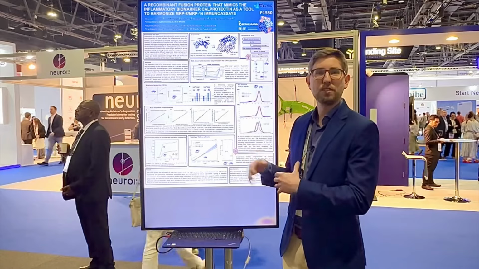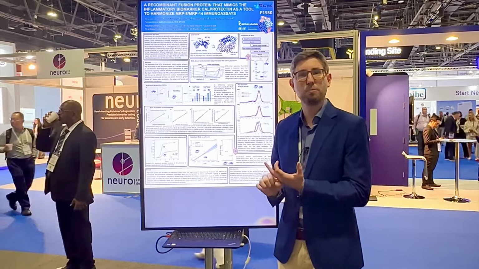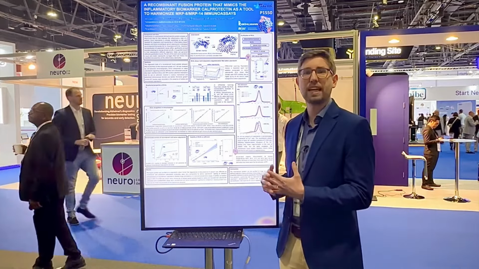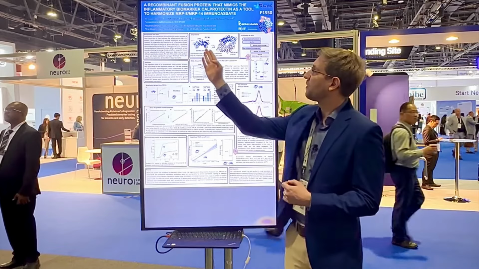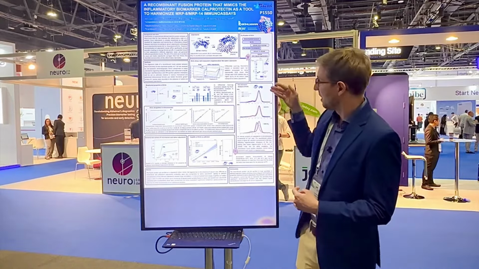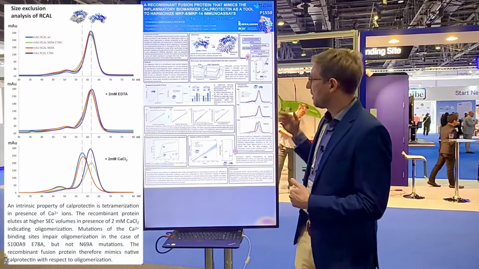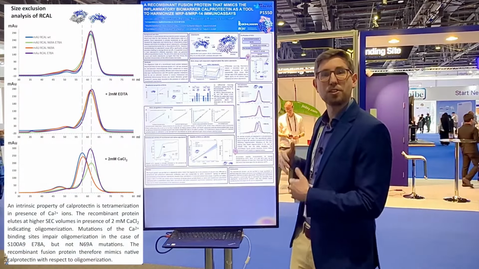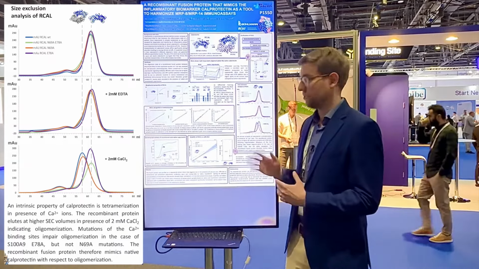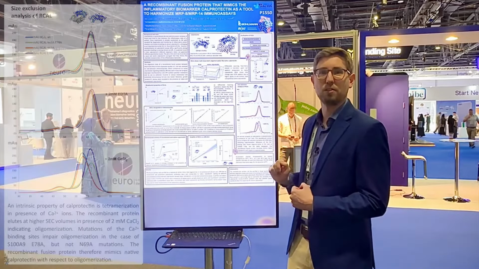And what we've shown is to analyze the biological function and biophysical properties. And like native calprotectin, our recombinant calprotectin can tetramerize from its dimeric form to the tetramer upon calcium addition. We have shown that here with size exclusion chromatography, where different mutations that are known to not tetramerize do not do it, but the other ones do tetramerize and shift to higher molecular weights.